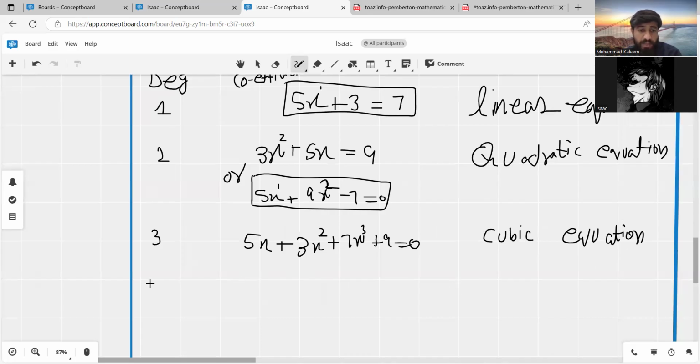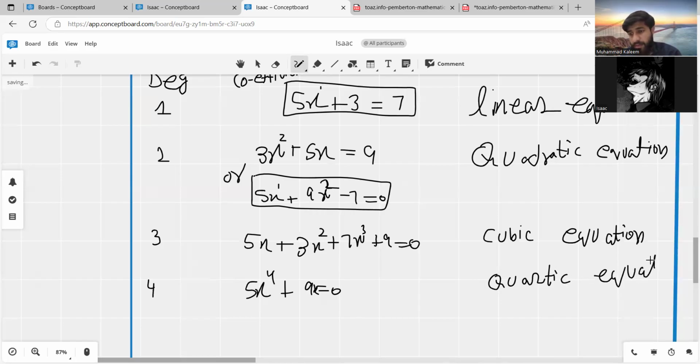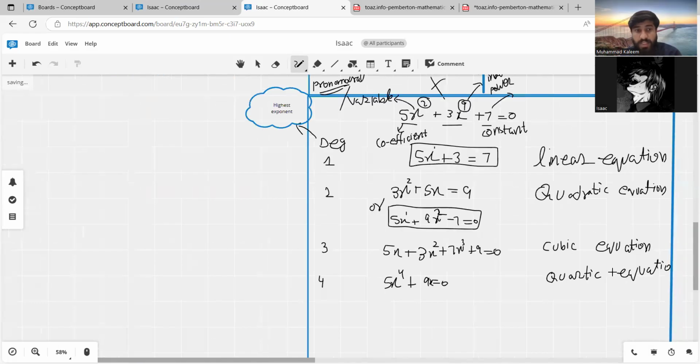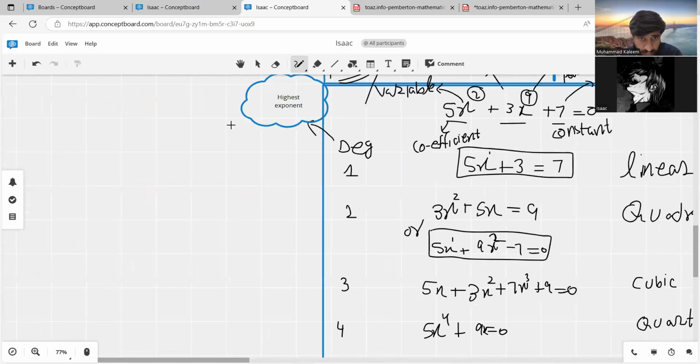And if we have degree 4, like 5x to the power 4 plus 9 is equal to 0, or you can take 9x to the power 4, our main concern is the highest exponent. If it is degree 4, the equation will be a quartic equation. Does this make sense?